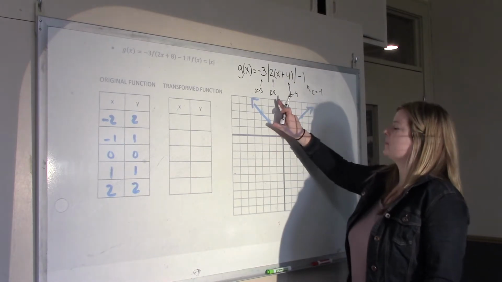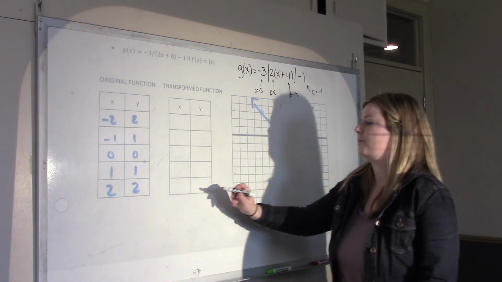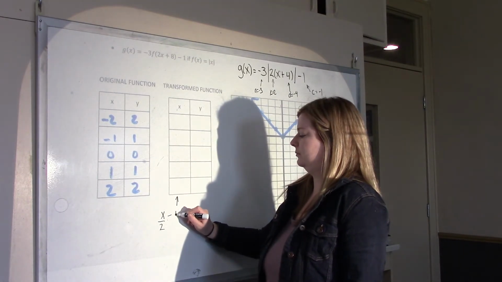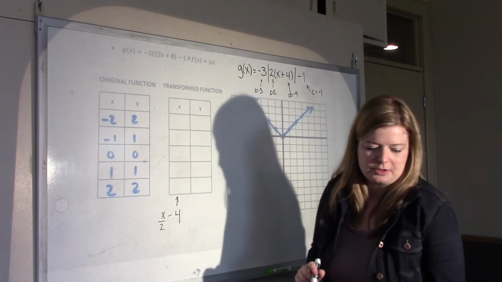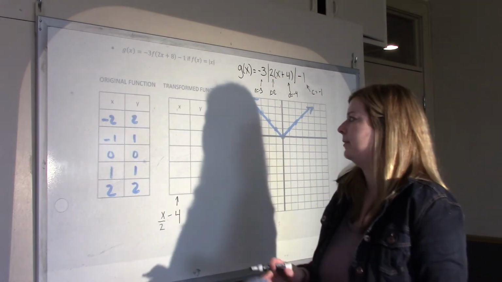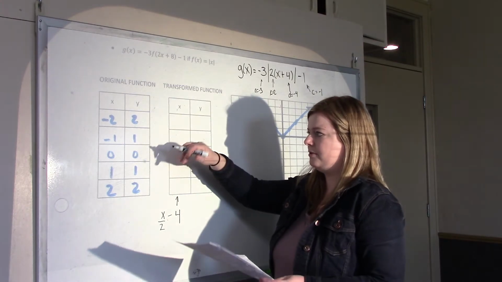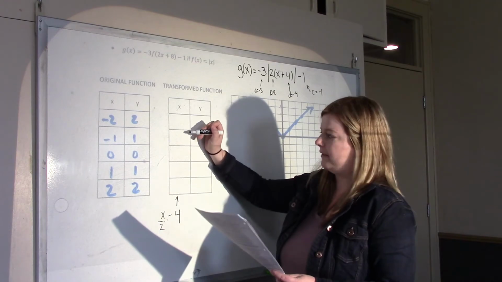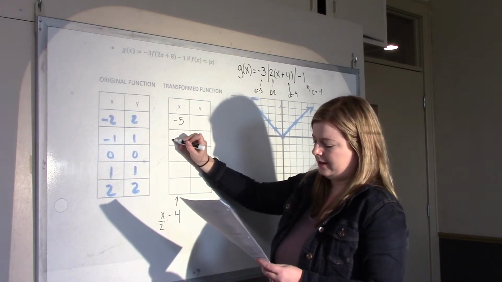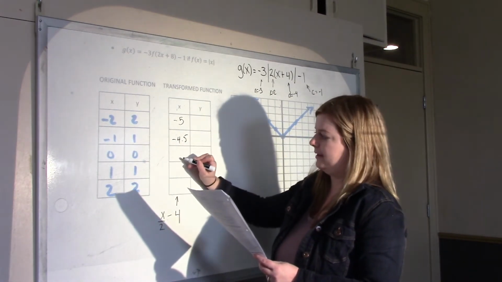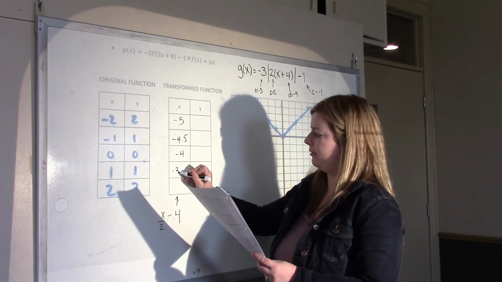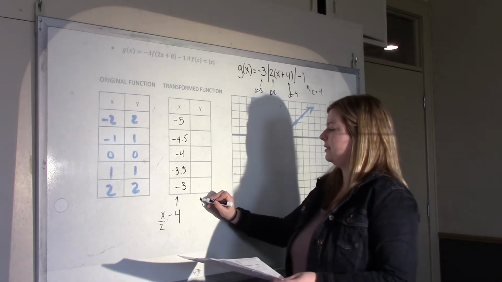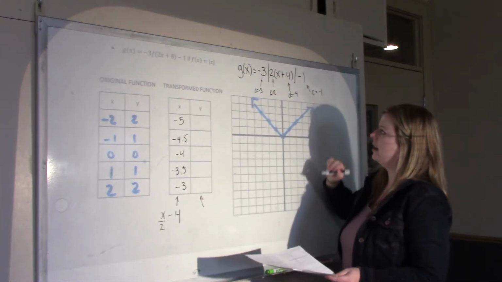So all of our x values would be divided by 2, and then we subtract 4. Okay, so you should be able to fill this in on your own. You're just dividing all these values by 2. So -2 divided by 2 is -1. -1 minus 4 is -5. So you can continue that. -4.5, -4, -3.5, and -3.